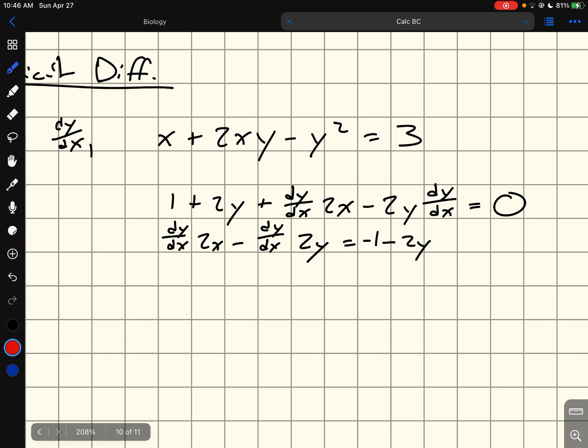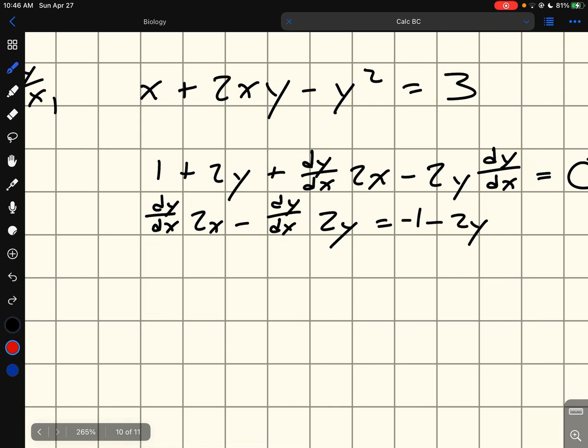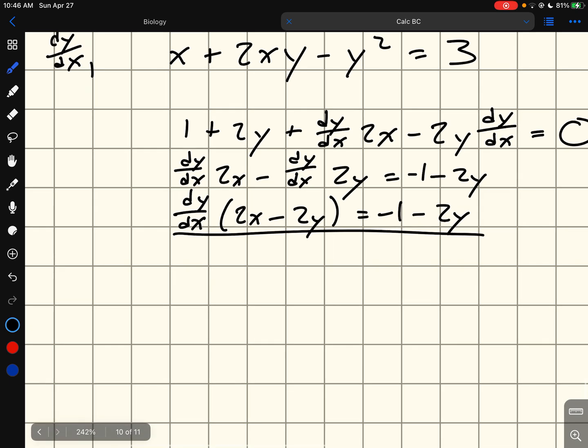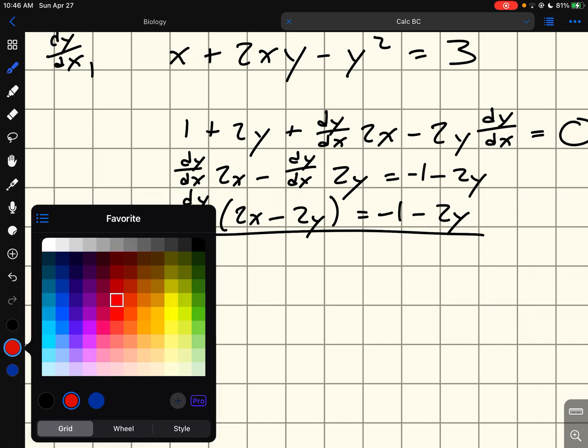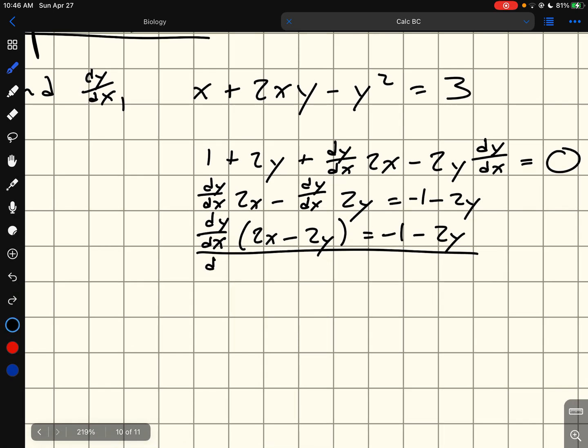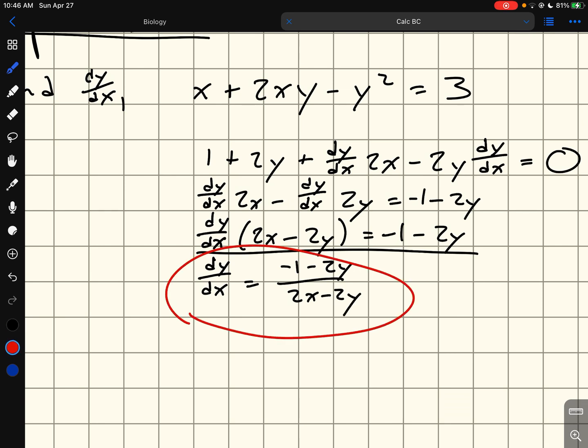Now both of our terms have a factor of dy dx, so we can factor out a dy dx. The inside is just left with 2x minus 2y. Then we're just going to divide this 2x minus 2y into the other side. So now we're left with dy dx on this side, and this is our answer. That's what dy dx is.